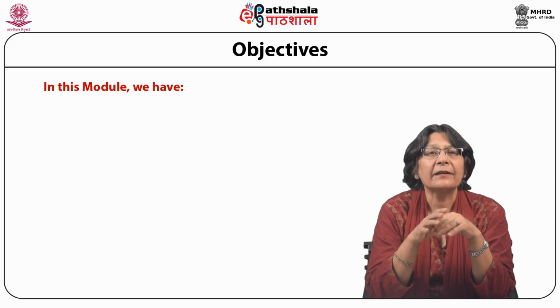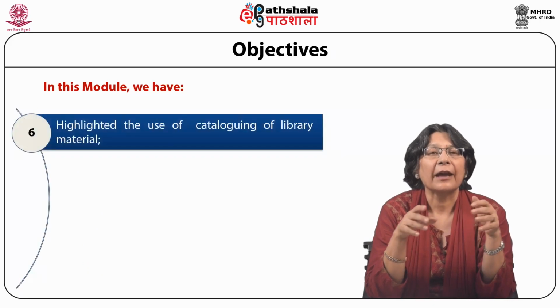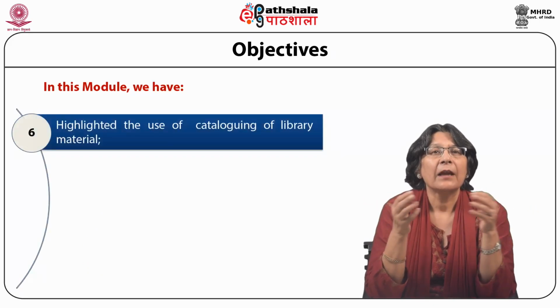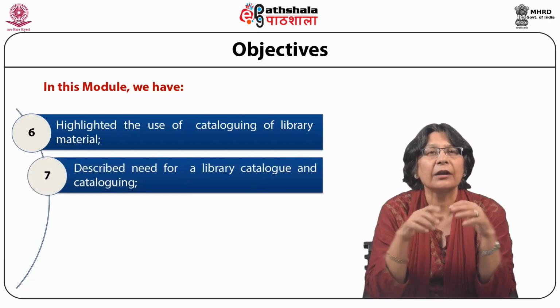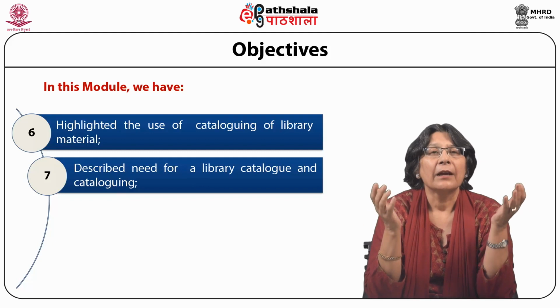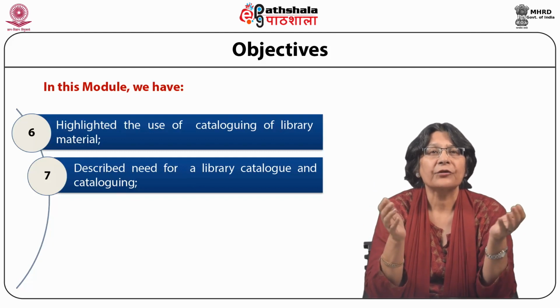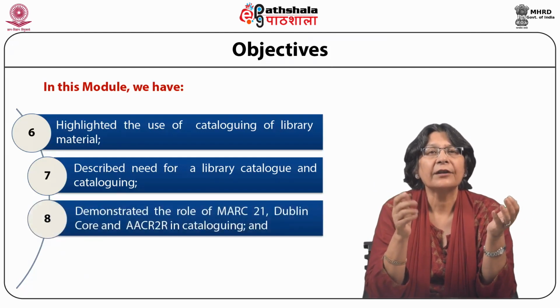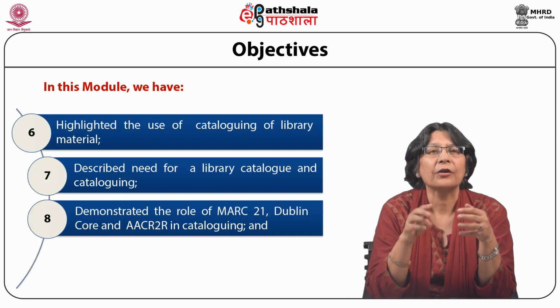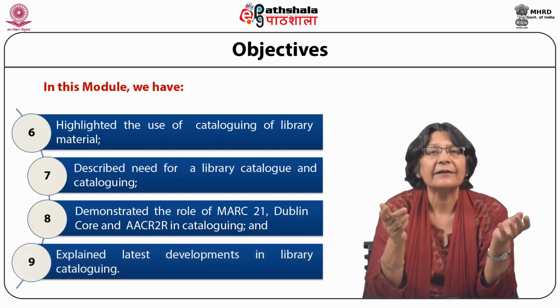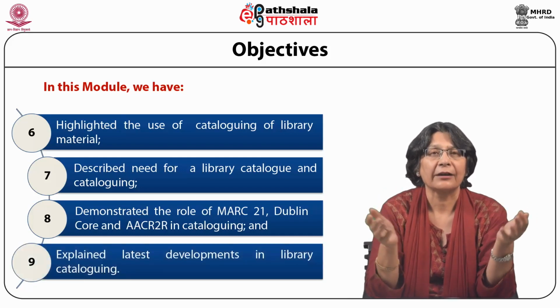The next aspect is use of cataloging in library materials. We have described the need for a library catalog and cataloging in libraries. Because we are using computerization, we have demonstrated the role of MARC 21, Dublin Core and AACR2R in cataloging and explained latest developments in library cataloging.